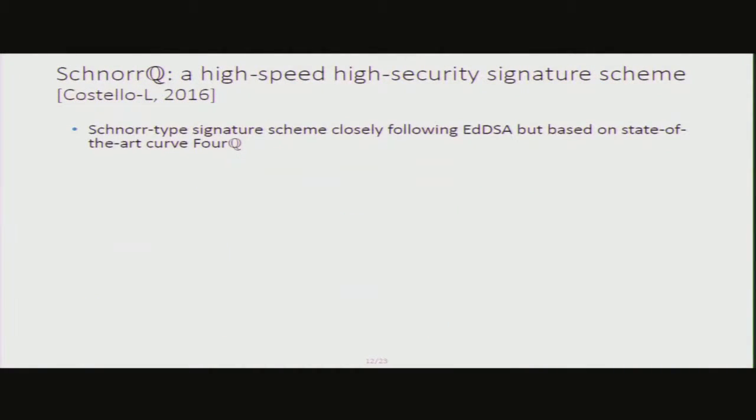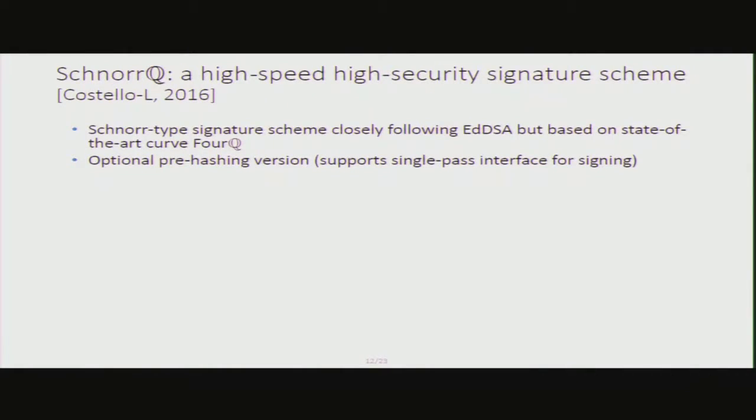Now, the next part is that we wanted to do something about signatures, so we came up with a specification of a high-speed, high-security signature scheme, and we call it SchnorrQ, which is basically a Schnorr-type signature scheme closely following the EdDSA specification, but in this case using FourQ. So we apply some changes in some cases.